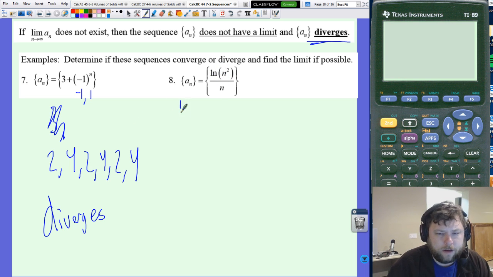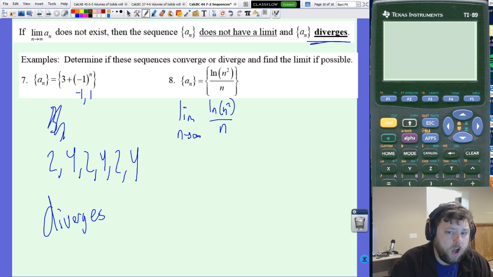Okay, so again, we have to check the limit as n approaches infinity of ln of n squared over n. I'm going to use some of my log math here. I'm going to rewrite this. I don't want to say ln of n squared, I'm going to put the 2 on the outside. And again, if you put in infinity, you get infinity over infinity, which is L'Hopital's rule. So we have to differentiate this.